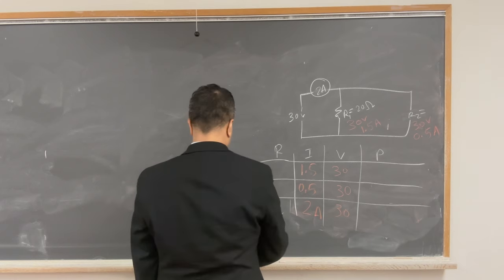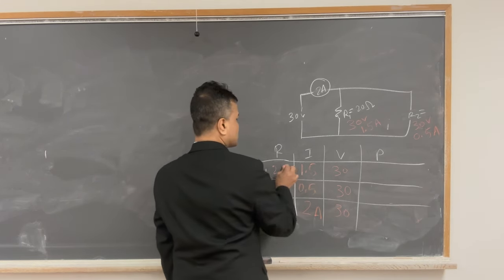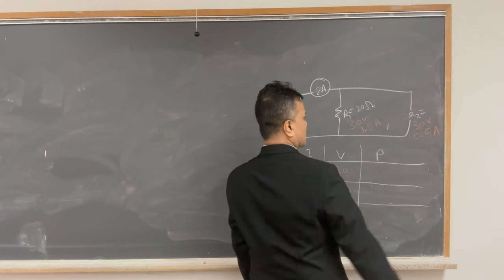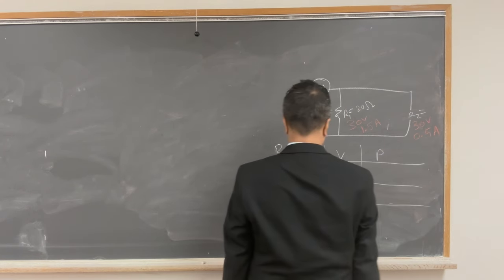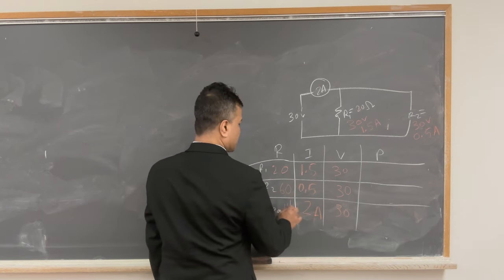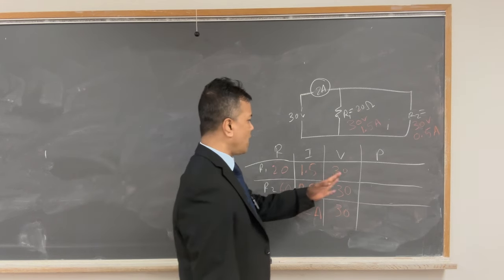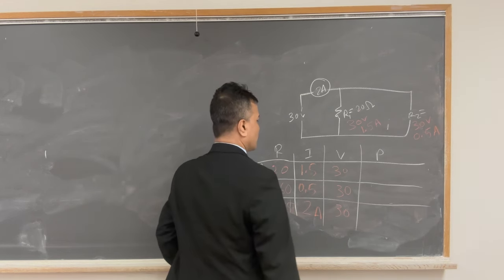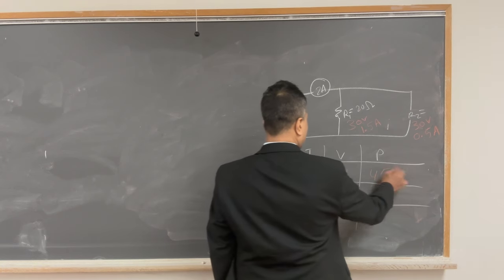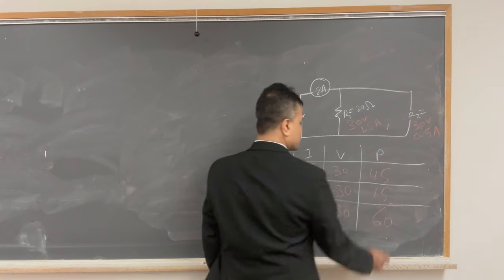Okay, now we're going to find the resistance. What is the resistance over here? Resistance over here is 20. What is the resistance over here? 60. How is that? 30 divided by 0.5, which is 60. 20 plus 60 is 15. Okay, so equivalent resistance is 15. Now the power is 30 times 1.5 is 45. Of course, 30 times 0.5 is 15. So total power is 60.